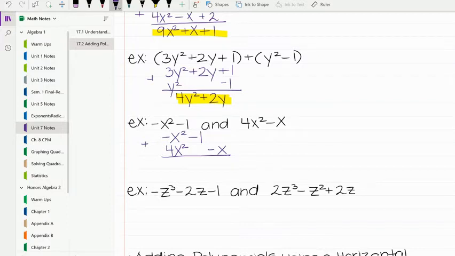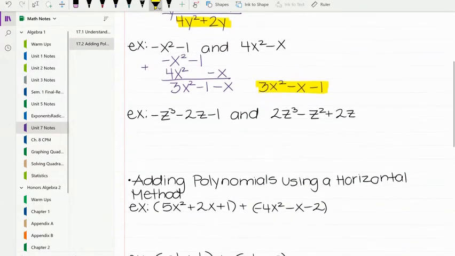So we have negative x squared and 4x squared, and that would be 3x squared. And then we have this negative 1, and then we have a negative x, and those cannot be combined. But I want to write that in standard form, so we'd have 3x squared minus x minus 1. So remember, standard form is putting it from the highest degree to the lowest degree. And this would be a second degree trinomial, so a lot of second degrees here.